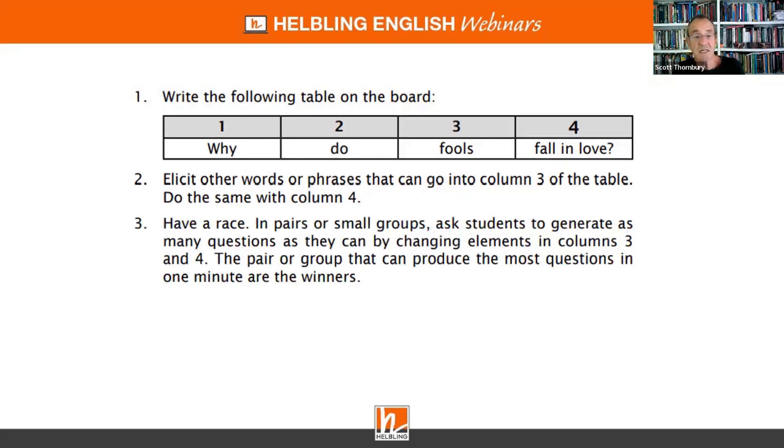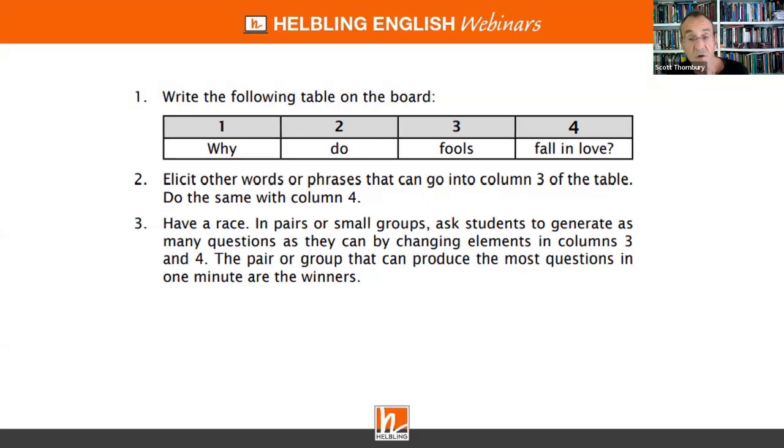And then have a race. In pairs or small groups, ask students to generate as many questions as they can by changing elements in 3 and 4. So you've demonstrated this on the board, and then in their groups, they've got to create as many sentences as they can using this pattern. And the one that produces the most questions in 1 minute are the winners. Give them a minute or 2 minutes, depending on their level.